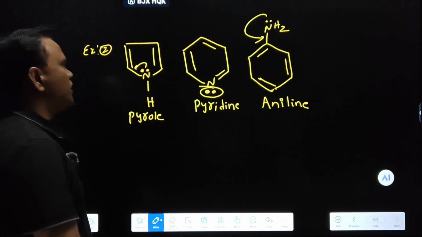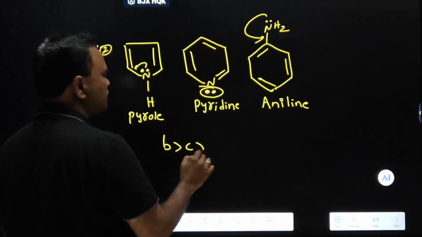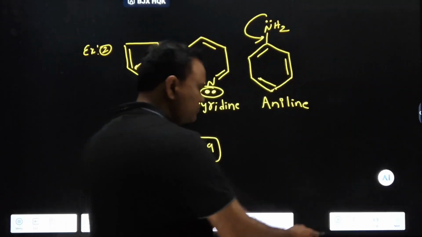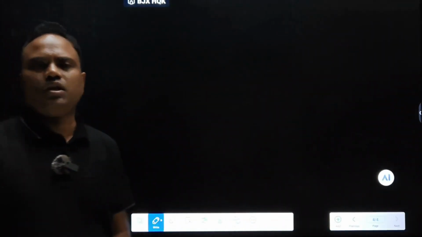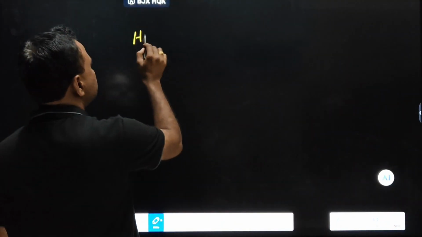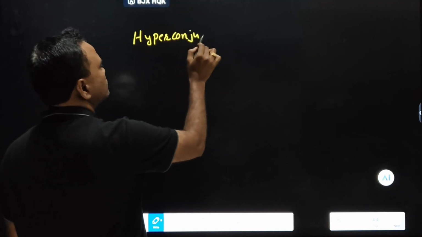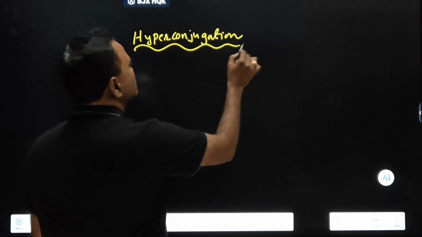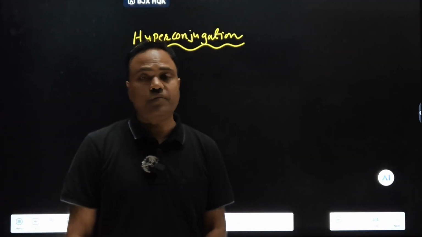Okay, so what is overall basic nature here? B greater than C greater than A. Okay, let us see next electron displacement effect, hyperconjugation. We know inductive effect and we know resonance effect definitions.